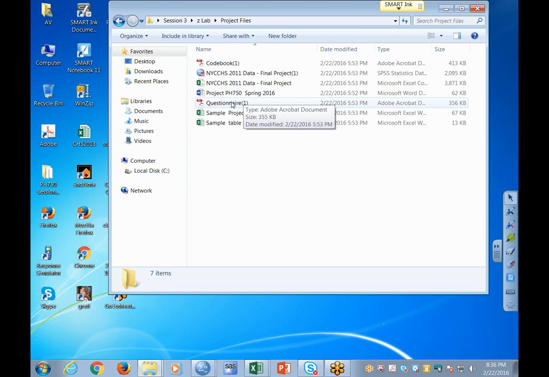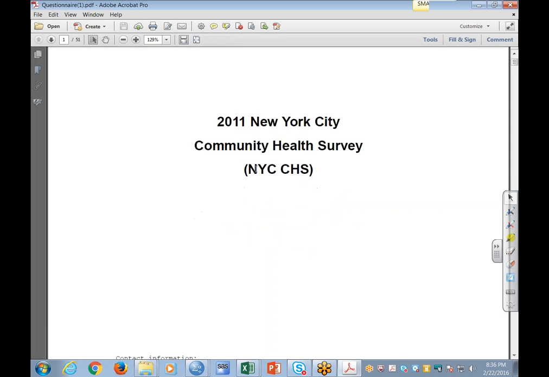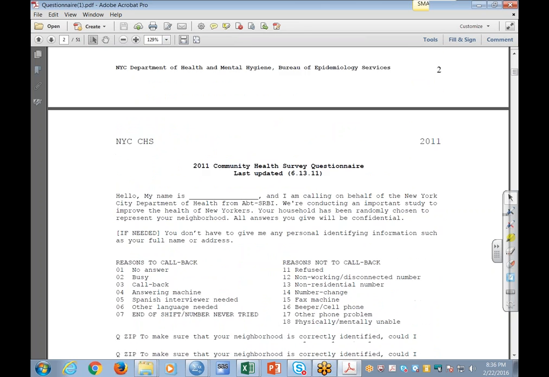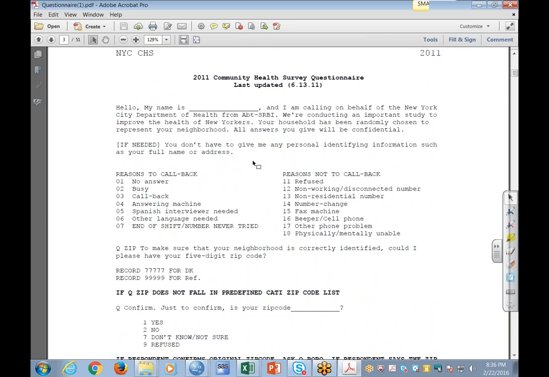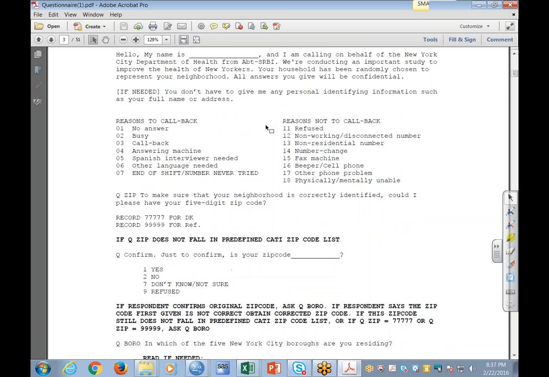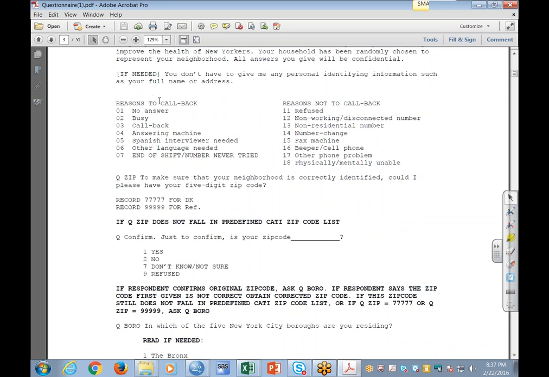I'm going to open up the questionnaire just so we can see what's happening when these surveyors call these people. This document describes how they perform the survey. They have a specific script that they have to stick to. Hello, my name is blank, and I am calling on behalf of the New York City Department of Health, and so forth. We're conducting an important survey. You don't have to give me any personal identifying information, and so on. And if they refuse, they put in a code number. This is what happened when I called this randomly selected number.